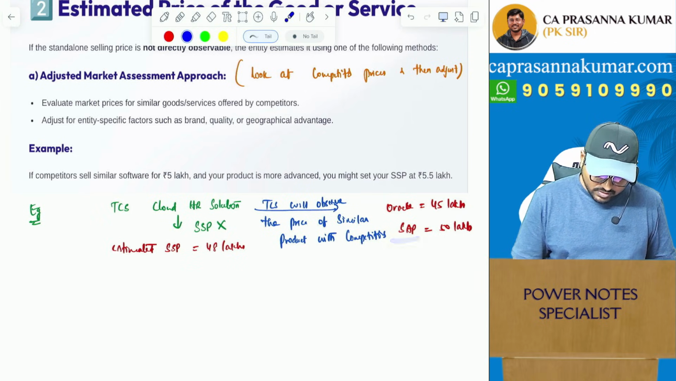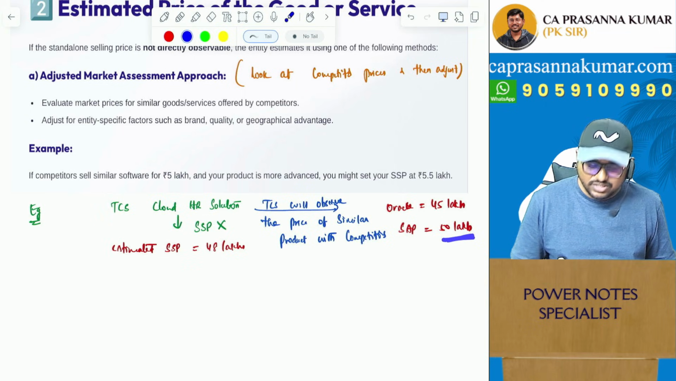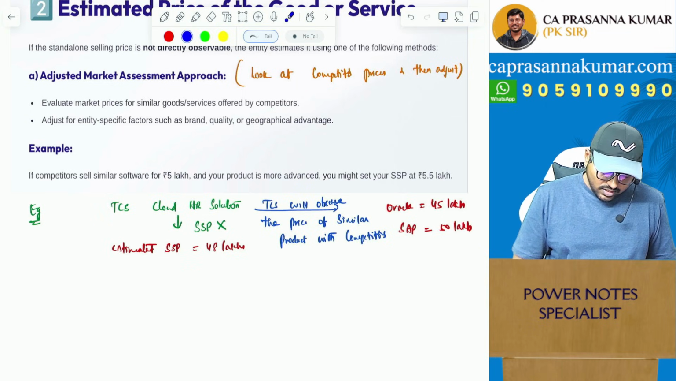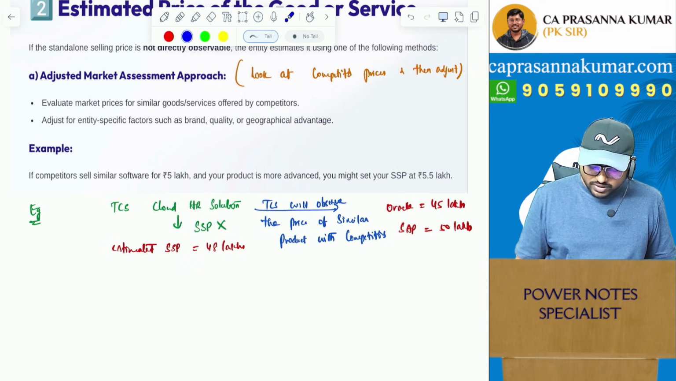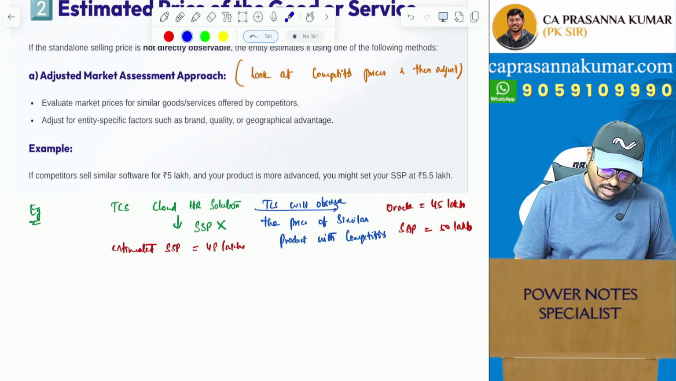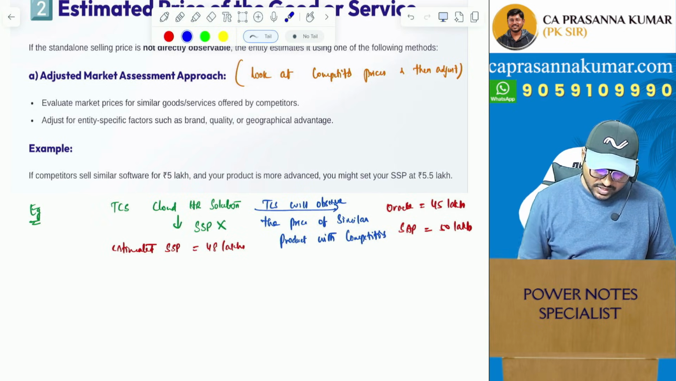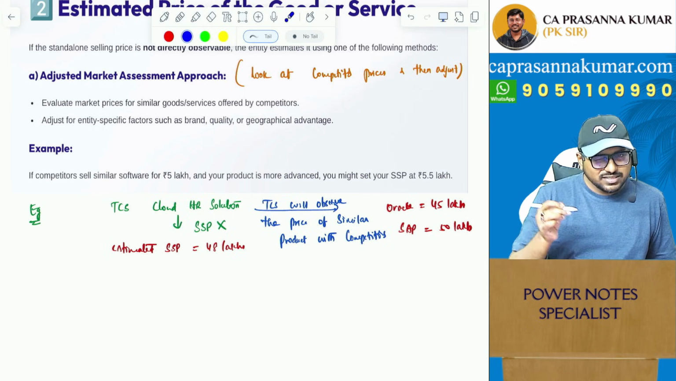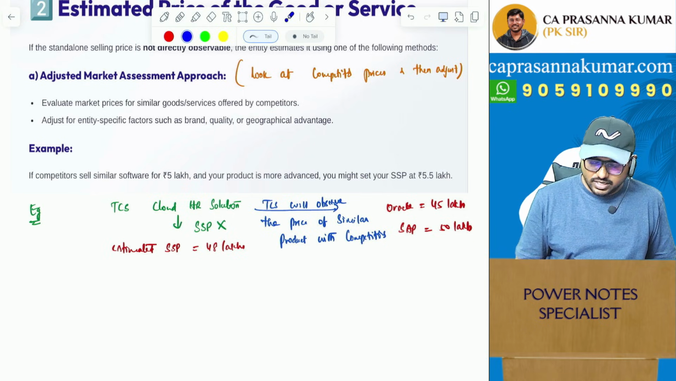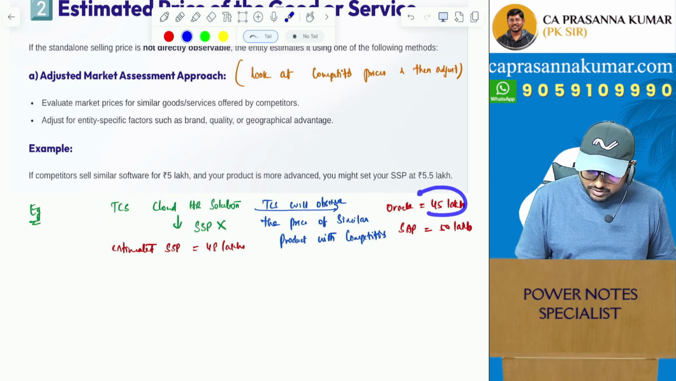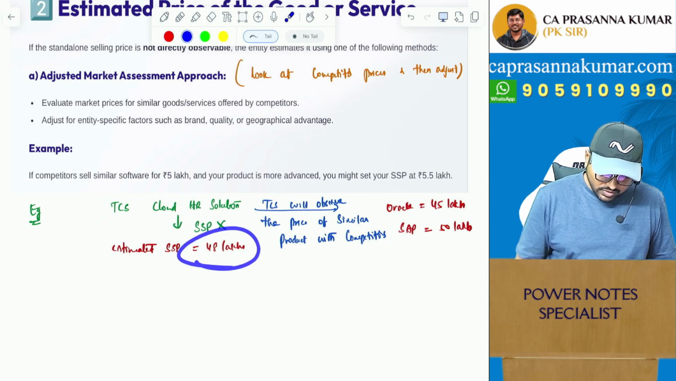SAP, which is a similar kind of cloud HR solution, is being priced at 50 lakhs, for example. Now, what TCS does is, okay, fine. When compared to these products, let us see if our product is superior or inferior. It feels that our product is superior when compared to the product offered by Oracle. However, our product is a little bit inferior when compared to SAP. Then it means your SSP has to be in between 45 lakhs and 50 lakhs. And that's how it has been priced at 48 lakhs.